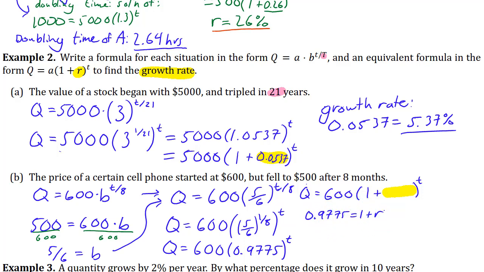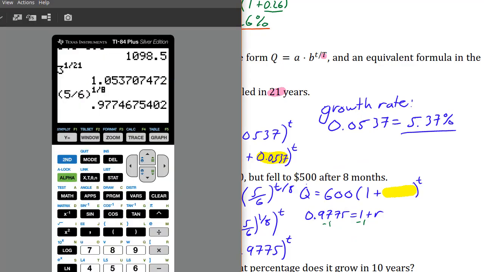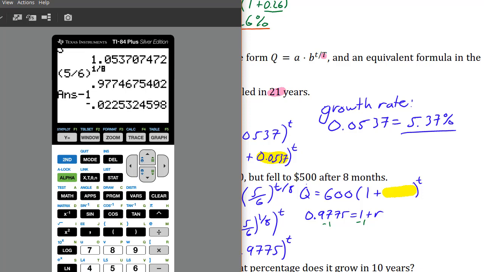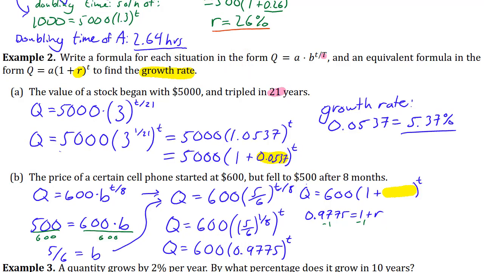If you just subtract 1 from that, you'll get negative 0.0225. So that's what this is going to be, 1 plus negative 0.0225. So that's your R.